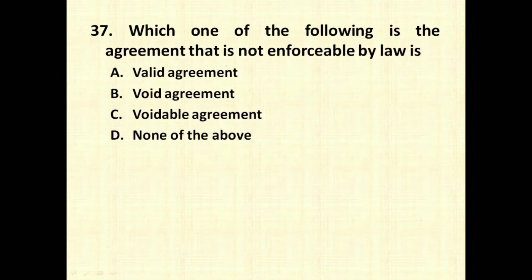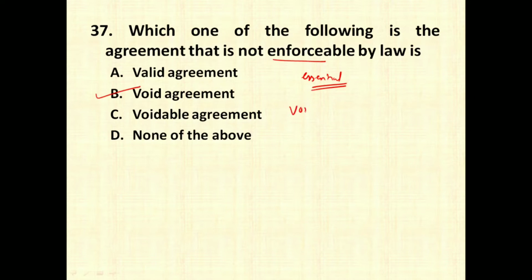Which one of the following is the agreement that is not enforceable by law? Valid agreement, void agreement, voidable agreement, none of the above. The agreement which is not enforceable by law is a void agreement, because the essential elements of an agreement will be missing in this particular agreement. There are other important points which you have to remember.